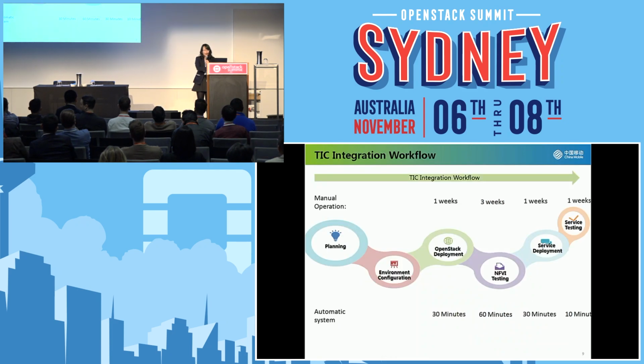So this is also how we integrate this tick. After the planning and configuration phase, we do the OpenStack deployment, and then we will have infrastructure testing to make sure that all these virtualized resources are okay and fit my requirements. And then we will have our virtualized service deployed and do some service launching testing to make sure that the service is ready to launch. So when we do this manually, we do it in weeks. This is when you have already done it before and have enough experience, but you still need weeks to do so. And we hope that using this automatic system, we can reduce it to minutes.